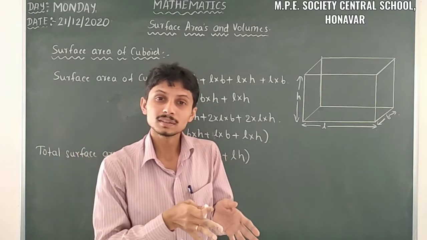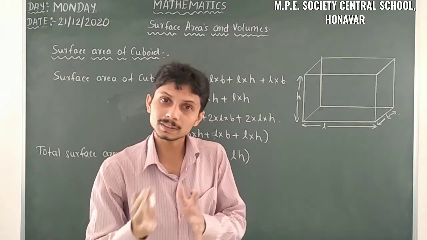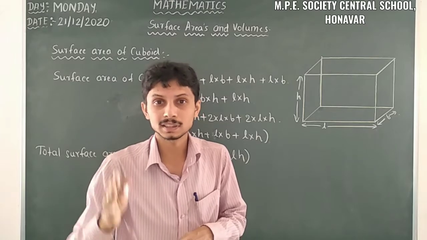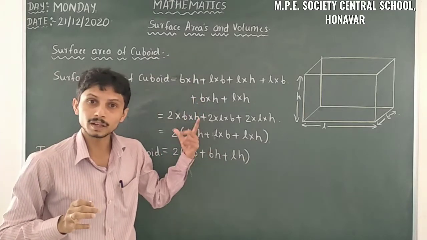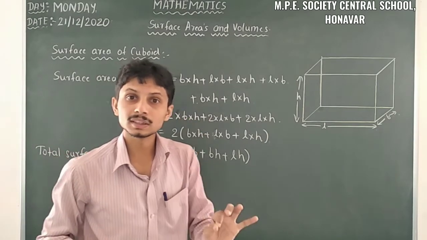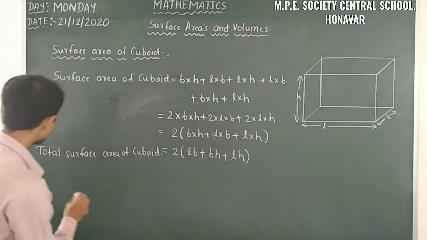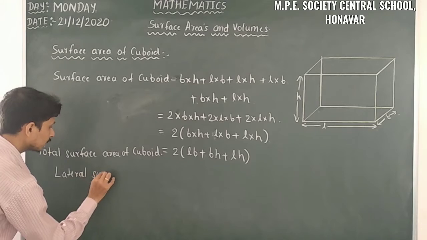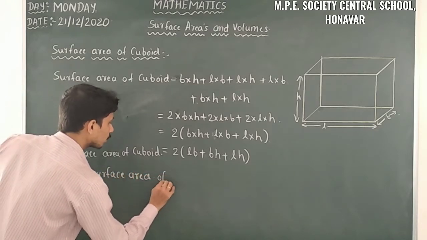When we consider only four faces of a cuboid, we call that the lateral surface area of a cuboid. We have 6 faces in total, but for the lateral surface area we consider only the 4 faces of the cuboid. Lateral surface area of cuboid.